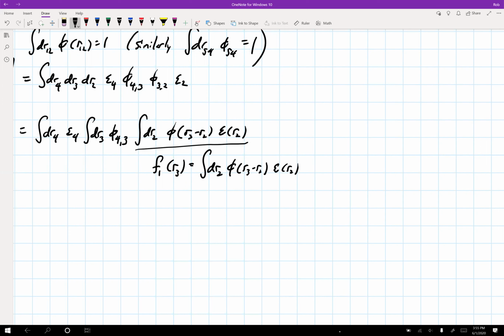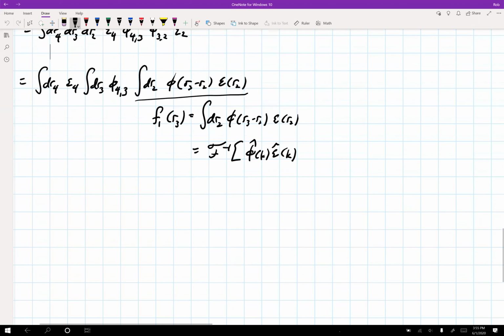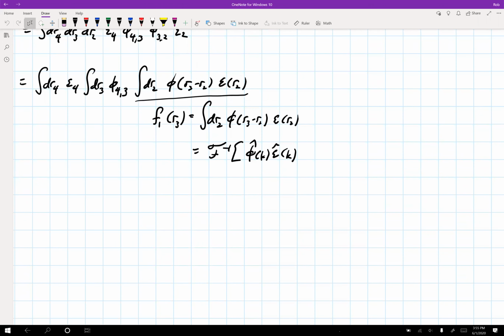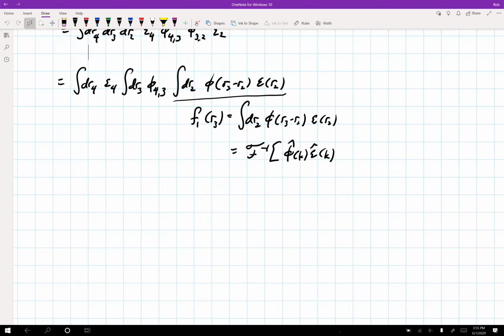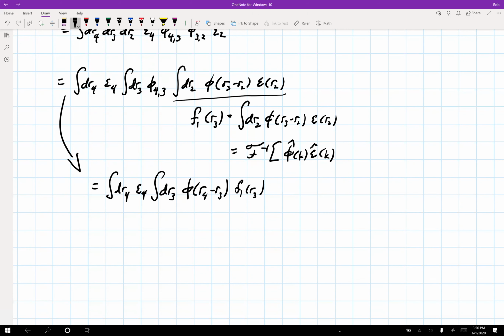And because it's a convolution, we know that we can write that as an inverse Fourier transform of the product of the two things: phi hat of k, epsilon hat of k. That's going to give us some f1 of r3. And now we can rewrite this equation again with this new information. This will be equal to integral dr4 epsilon 4, dr3 phi of r4 minus r3, but now I'm just going to write this as f1 of r3, because that's all that's left.